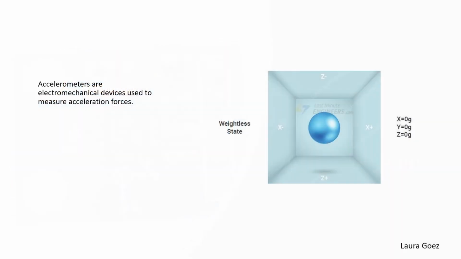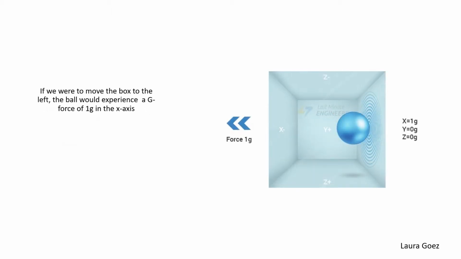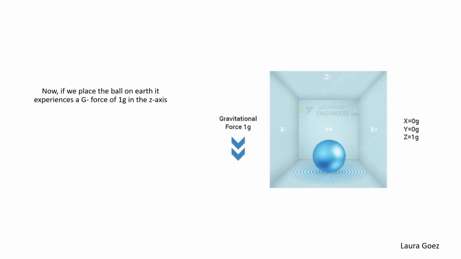Accelerometers. Accelerometers are electromechanical devices used to measure acceleration forces, which are defined by the formula acceleration equals the change in velocity over time. To understand how they work, we can imagine a ball in a box suspended in space experiencing 0 g. If we were to move the box to the left, the ball would experience a g-force of 1 g in the x-axis. Now, if we place the ball on Earth, it experiences a g-force of 1 g in the z-axis.